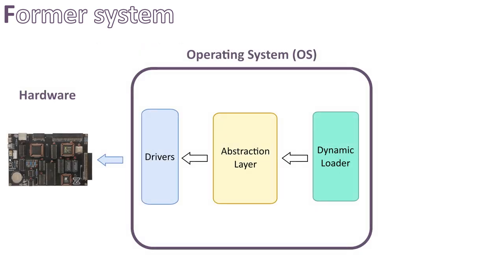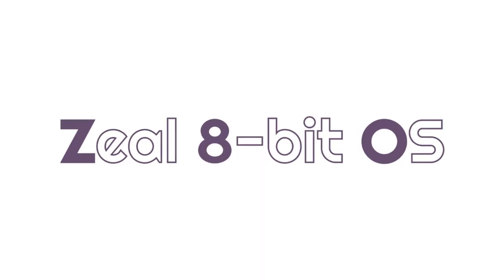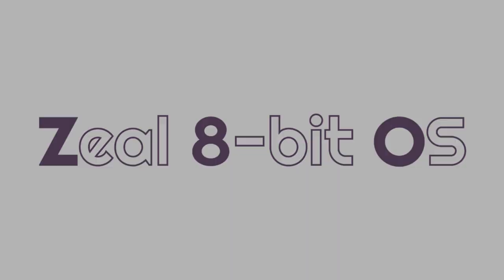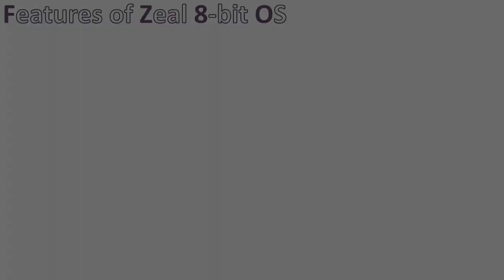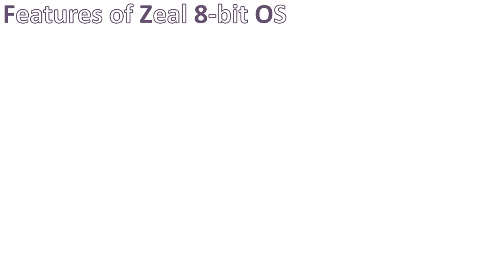This is where an operating system comes in. It will not only provide a dynamic loader to let users load their program, but it will also provide a hardware abstraction. And this is what Zeal 8-bit OS is about. With these goals in mind, my experience on Linux, and inspiration I got from CP/M, here are the features I came up with for Zeal 8-bit OS.